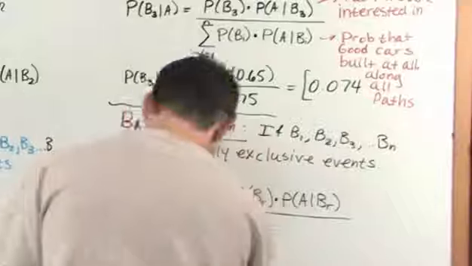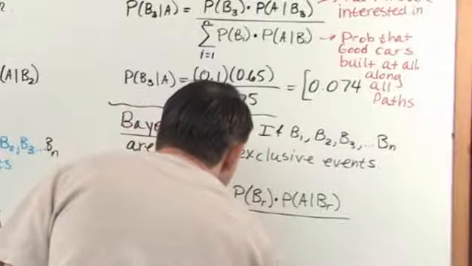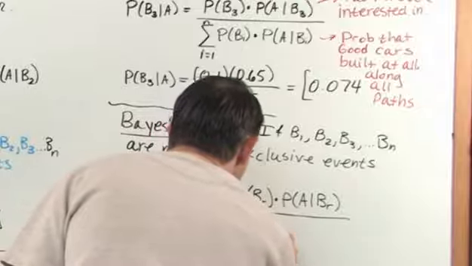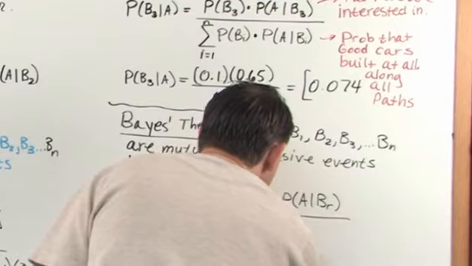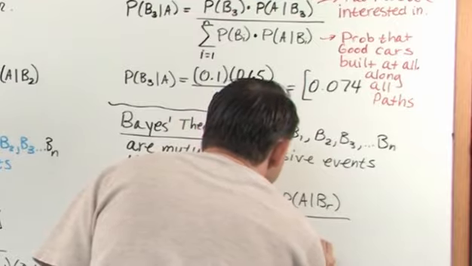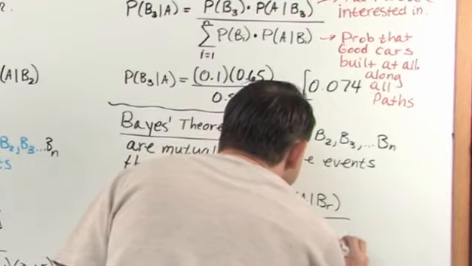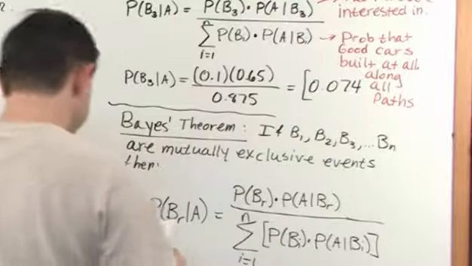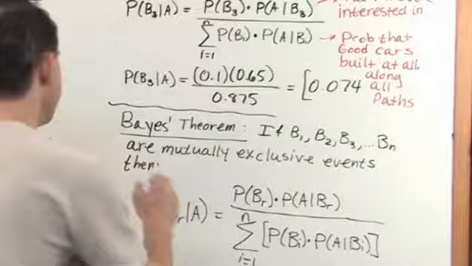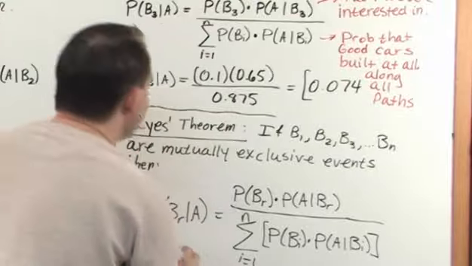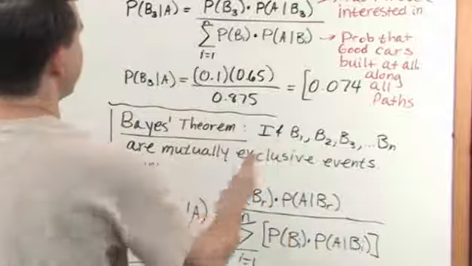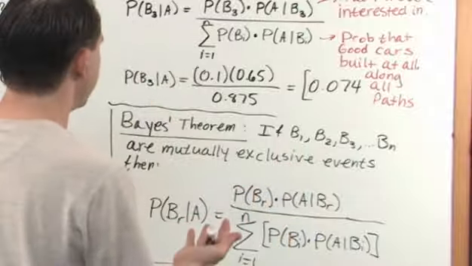Divided by exactly what you would think: the sum from I equals 1 up to n of the probability of BI times the probability of A given that BI occurred. So this is nothing more than what I just told you. It just looks more complicated because if you were presented with this in your book, you might look at that and say, oh my goodness, what does this mean?